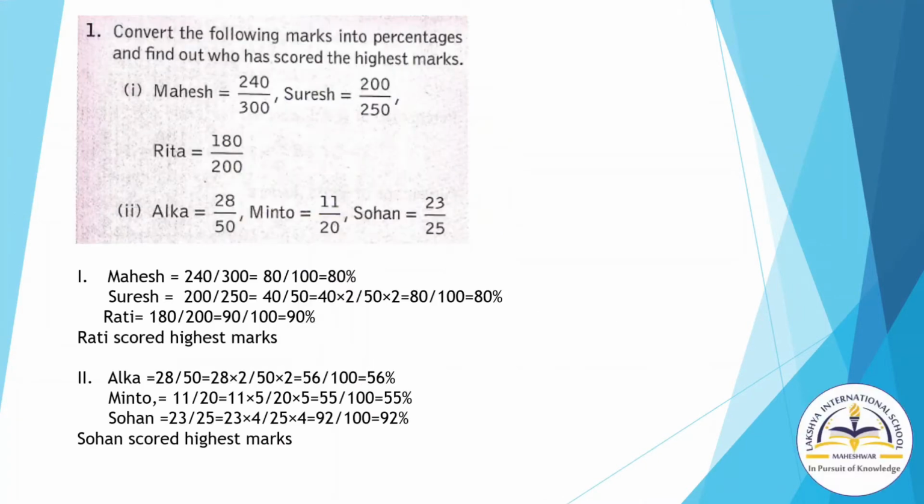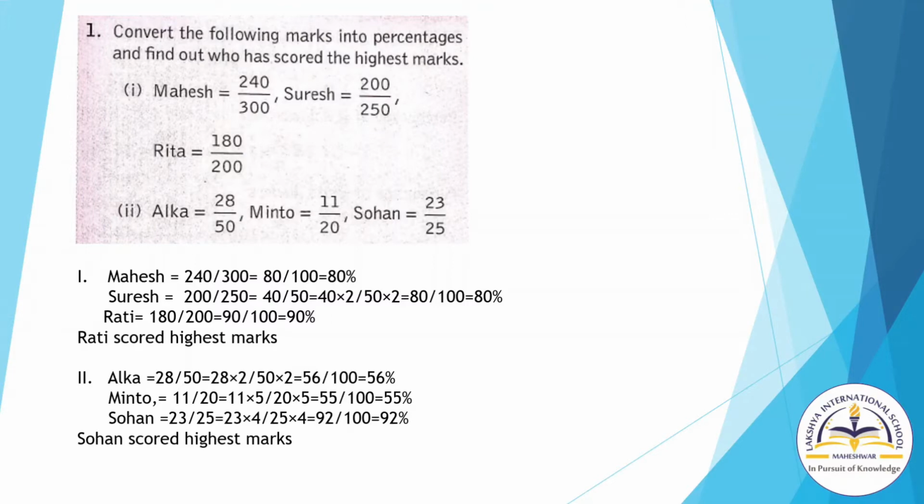Now let us solve question number 1. Convert the following marks into percentages and find out who has scored the highest marks. You can see there are three students' names given: Mahesh, Suresh and Rita. Now their numbers are also given.